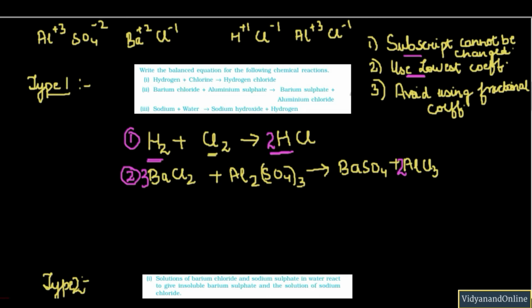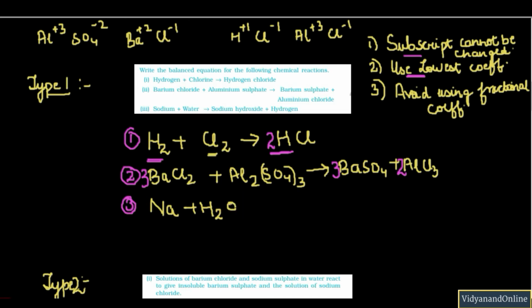Okay, so if I put 3 here, then barium also gets balanced and SO4 also gets balanced. Now talking about the next equation, which is sodium plus water gives sodium hydroxide and hydrogen. Again, first of all, we'll write the formulas for the same. So sodium is Na and water is H2O.